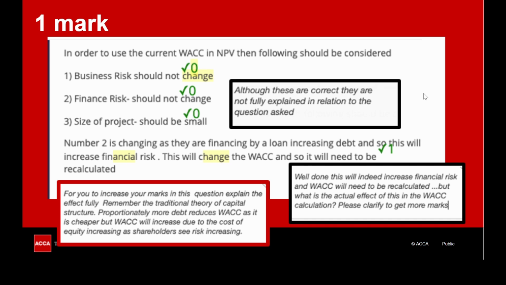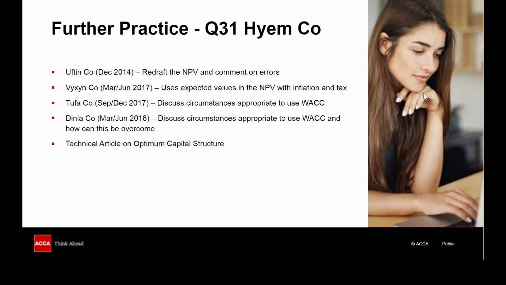So well done those who all gave it 1 mark. Hopefully you're learning that you need to write in full sentences and explain the question that's actually asked. So for further practice on HIM Company, I referred to that previous past exam question, which was from December 2014. You should be able to find this in the approved learning providers' exam kits. That's Often Company, December 2014, which was redrafting the net present value and commenting on the errors.